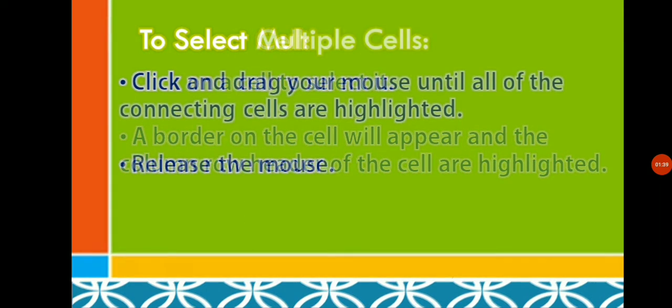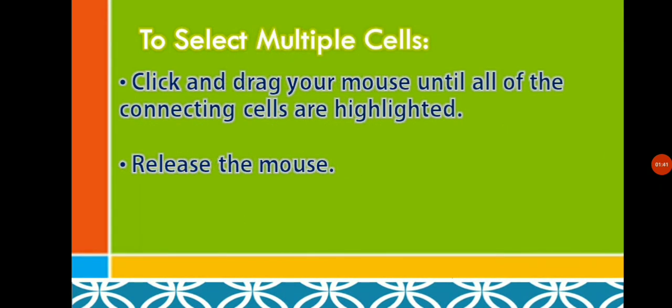To select multiple cells, you have to drag your mouse until all the connecting cells are highlighted and release the mouse. The cell will stay selected until you click on another cell in the worksheet.